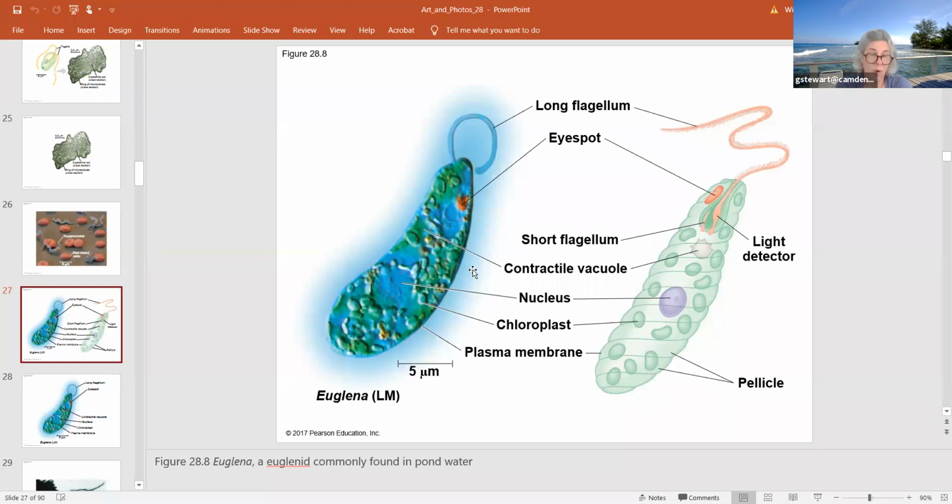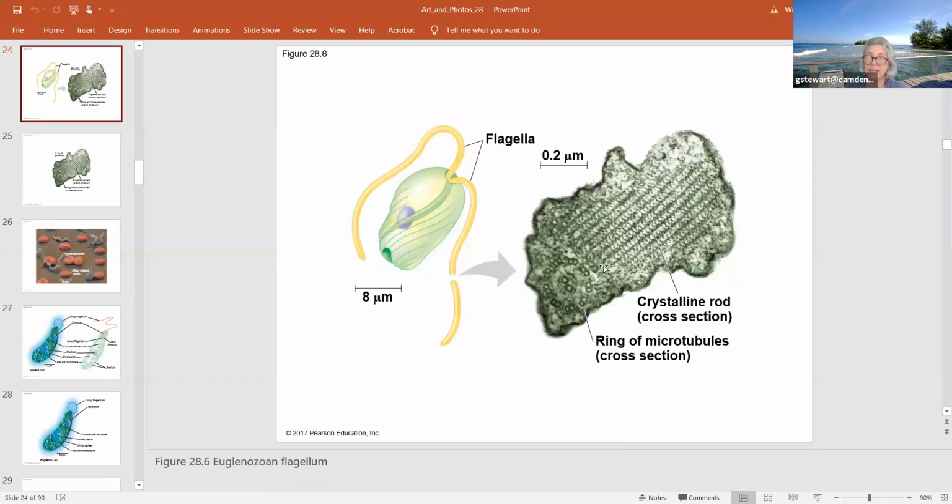Autotrophic, and there are also some euglena that are heterotrophs, meaning they do not have the chloroplast. Most of them are aquatic, or if they're living in soil, it has to be really, really moist soil. They have a unique flagella, which is highlighted here. They have rings of microtubules, and then the rods are made out of this crystalline structure. So you can see this is the flagella in cross section. Looks like a transmission electron micrograph.